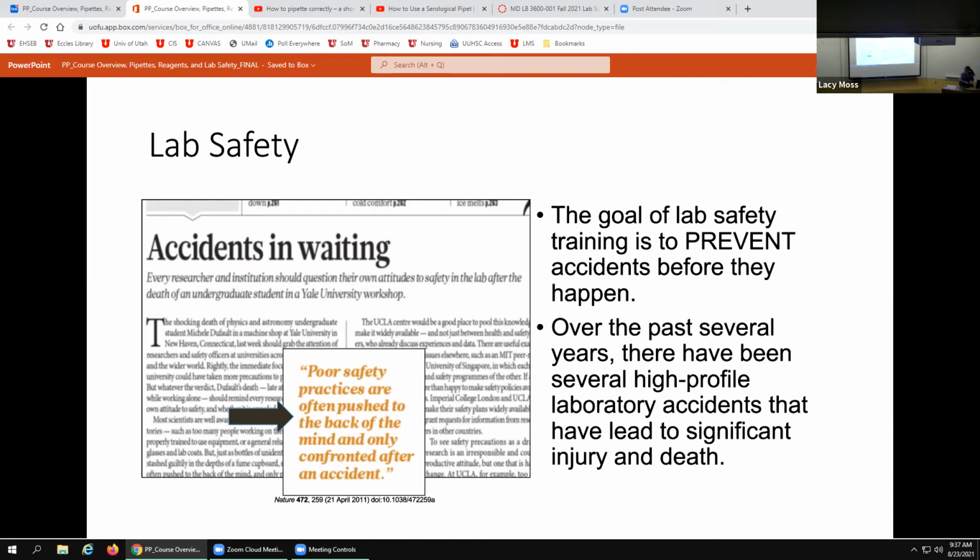All right. So lab safety, the goal of lab safety is to prevent accidents before they happen. I don't want you to get hurt. I don't want to get hurt. I don't want the lab to explode. All right. So over the past several years, there have been several high profile laboratory accidents that have led to significant injury or death. Luckily, not at the U.